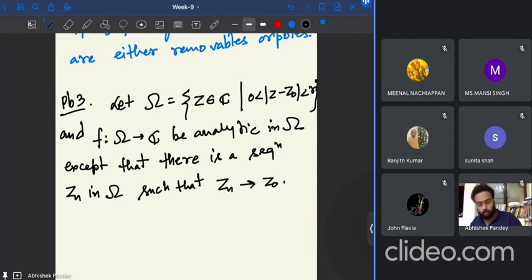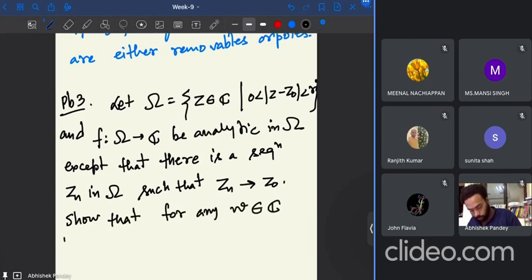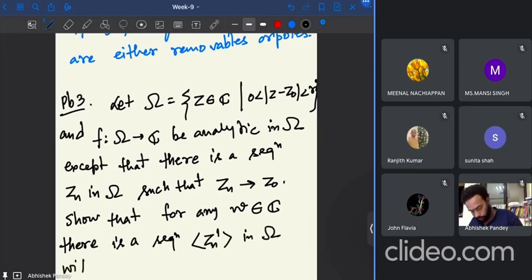Okay. Now the thing is, so that for any W belongs to C, there is a sequence. Let us say Zn dash in omega with Zn dash also tends to Z naught, and f of Zn dash tends to W as n tends to infinity.